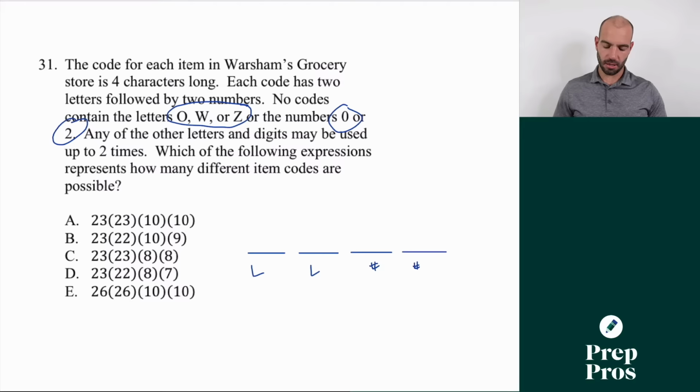Give yourself a visual like I did here, and then just think how many options are there at each spot. Well, here it says we can't use letters O, W, or Z. There's 26 letters in the alphabet, so that leaves 23 more choices. Now, it says these may be used up to 2 times, so I can repeat this and say there's also 23 options here. If I couldn't repeat it, then it would be 22 options at this point. What about the numbers? Well, there's 10 numbers, 0 through 9, that can be placed there, but we can't use 0 or 2, so there's 8 options. We can use it up to 2 times, so there's 8. All we do now is multiply these together to find the possibilities, or here, just pick the answer that matches the one we got. Correct answer is C.